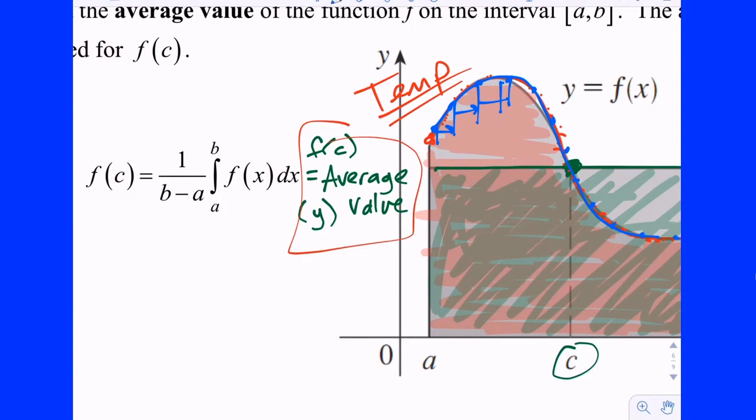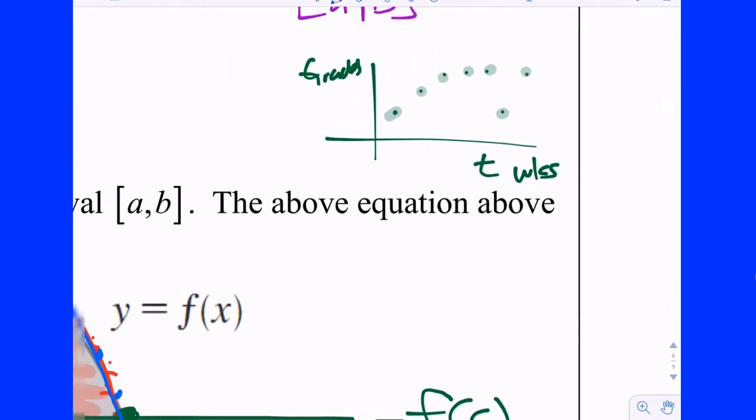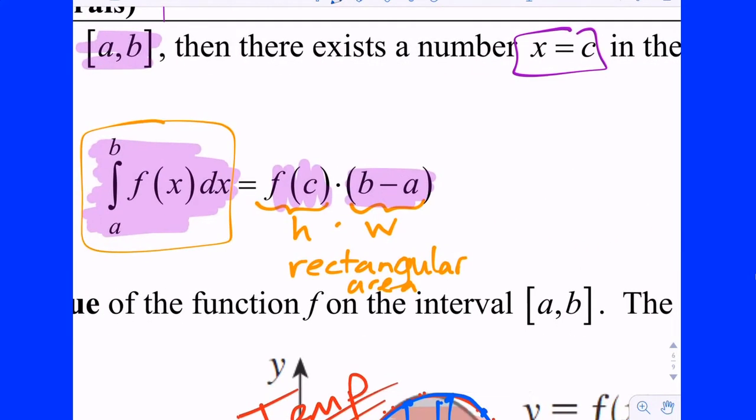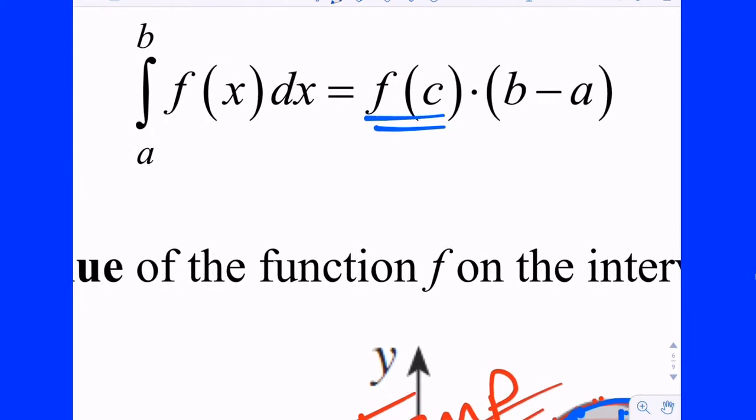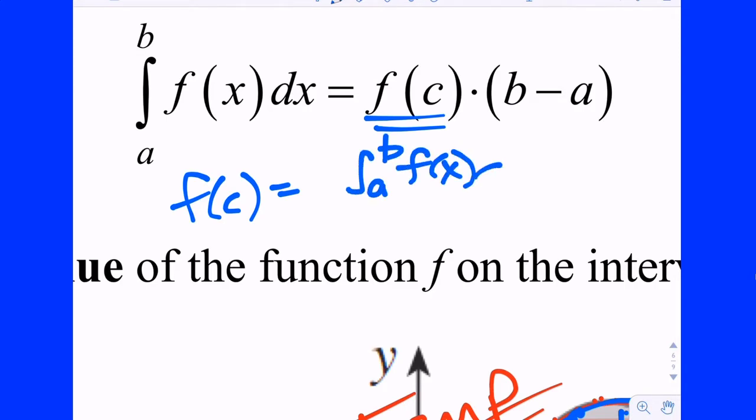So let's see how we can find the average value. If f of c represents the average value, and this is what the theorem gives us, all we have to do to solve for the average value, f of c, is divide through by b minus a. So you end up with this. You get the integral from a to b of f of x dx, which gives you essentially the area or the net accumulation, and you divide it by the width, b minus a. So the average value ends up being the integral over the width.